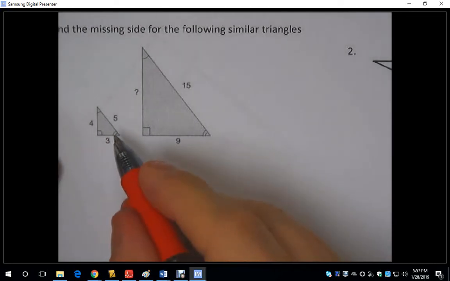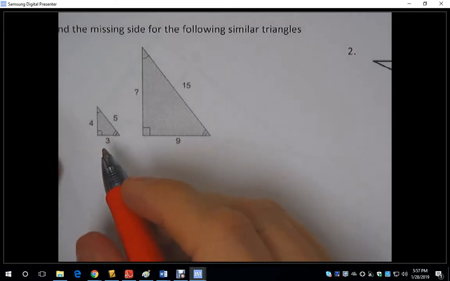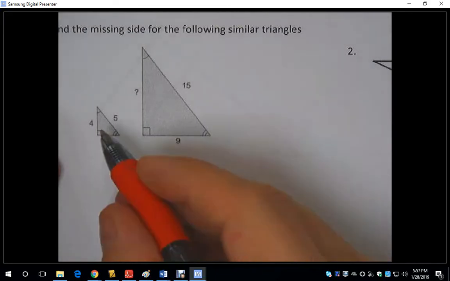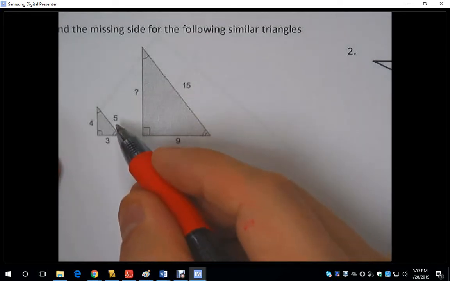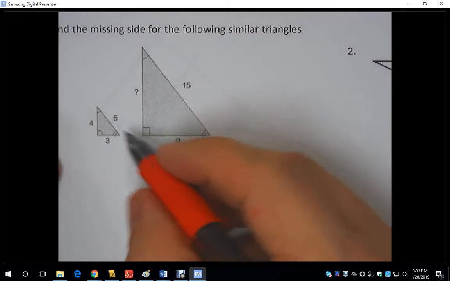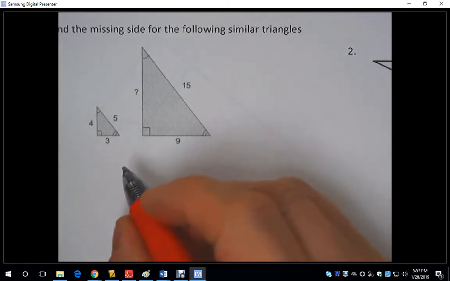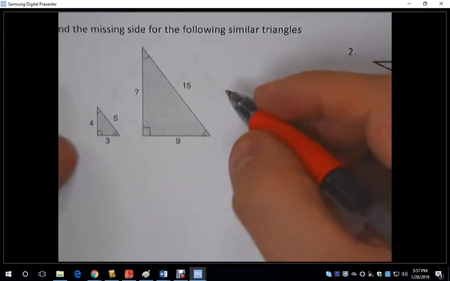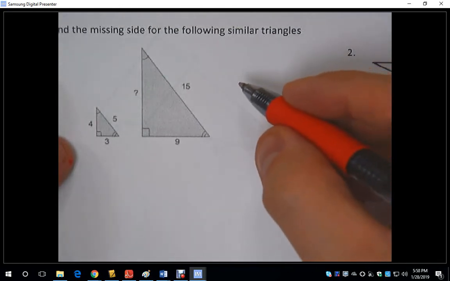That means for whatever multiplier took this 3 to the 9, it will also take the 4 to question mark and the 5 to the 15. So we're trying to think of some scale factor that will take us from one side to the next. So I'm going to write a proportional equation.